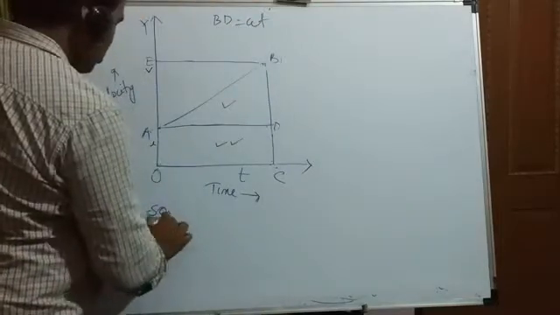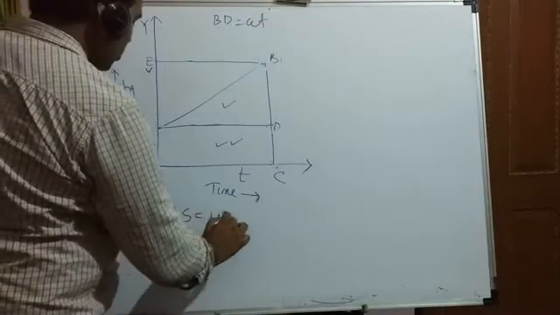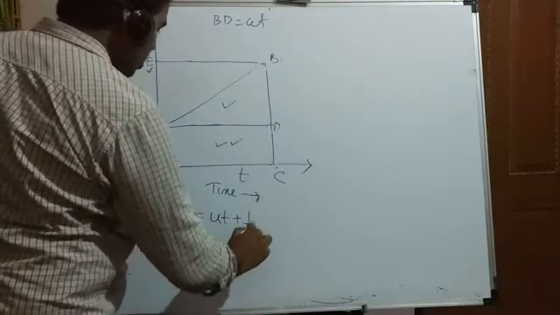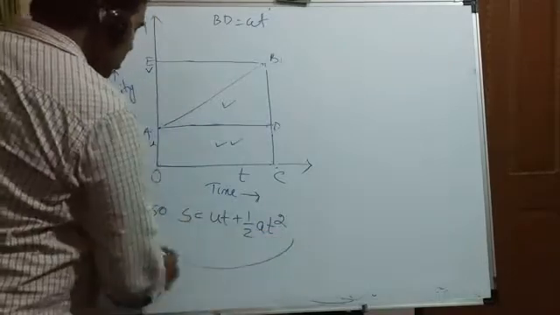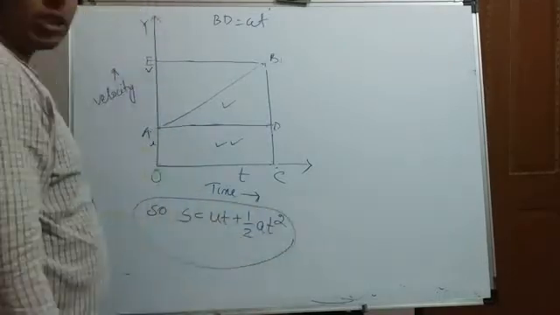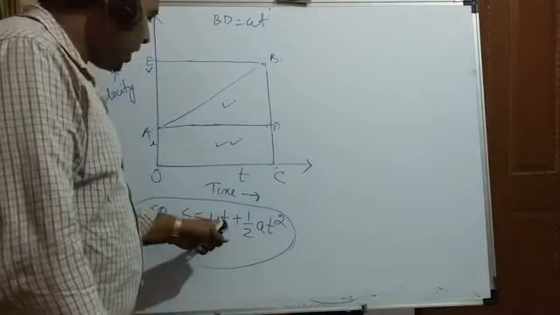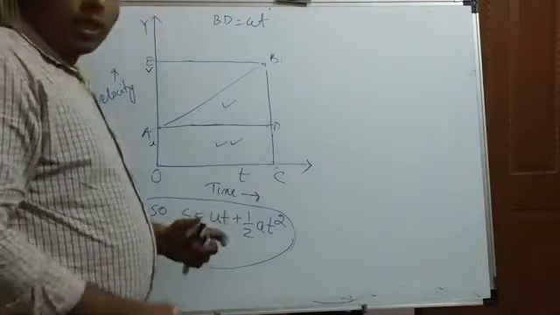So S is equal to UT plus half 80 square. This is the second equation of motion. This is the relationship between position and time, the position time relationship.